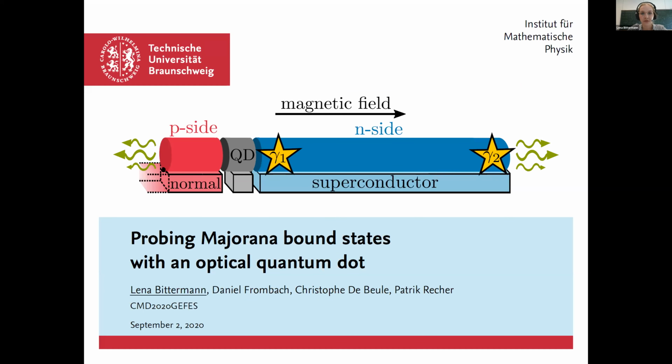Then we have this red wire here, which is a hole reservoir coupled to a normal lead. In between, there's a quantum dot. In the PN junction of the quantum dot, electrons and holes can recombine to photons, which are emitted in wire direction. We want to investigate the signatures of the Majoranas.